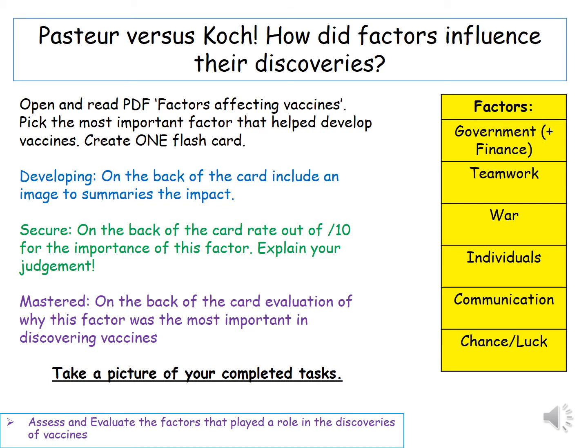I would like you to create one flashcard, the most important factor. There's a list of factors on the screen now in the yellow boxes. Each student on their one flashcard, on the back of their card, they're going to do a different task. So developing students, you're going to include an image to summarise the impact that your factor had. Secure students, so you're aiming for a 6, you're going to give the factor a rating out of 10 for how important it was and explain your judgment.